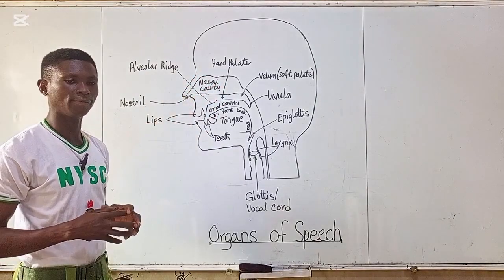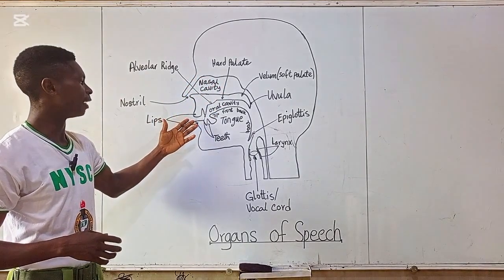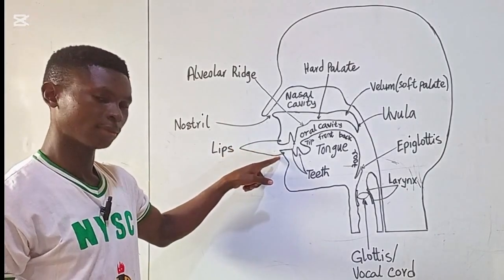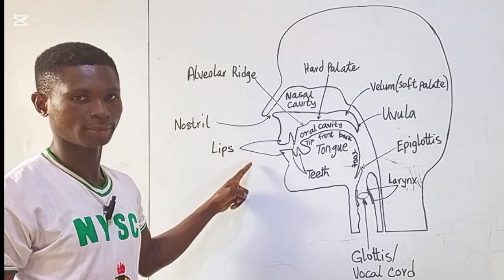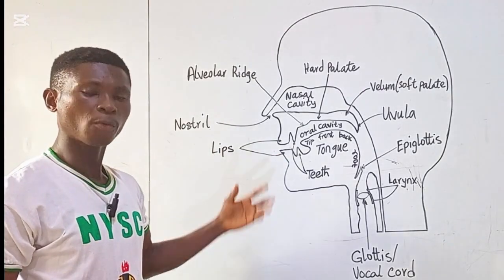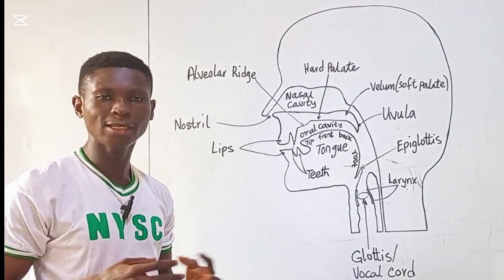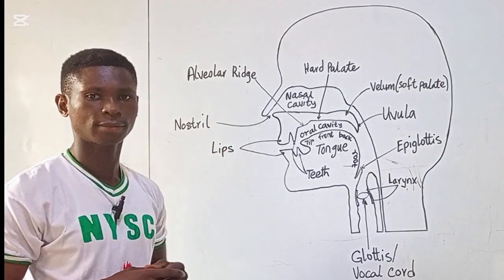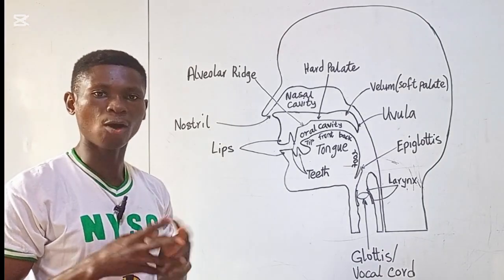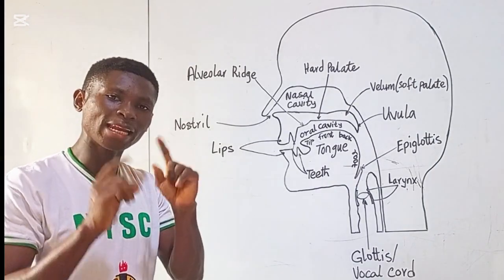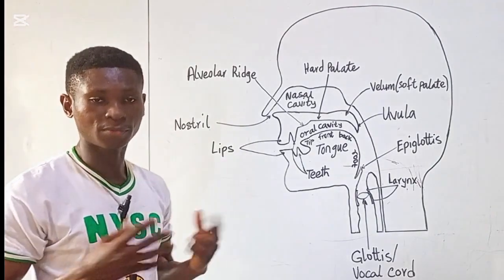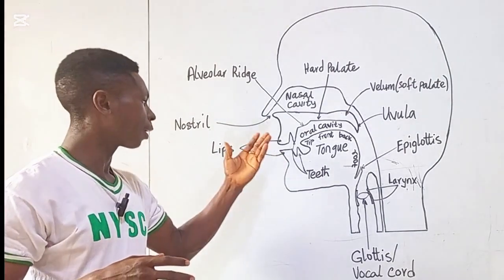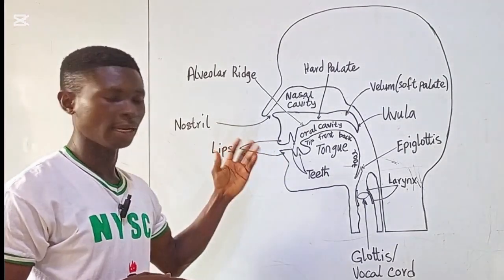Now, what are these different parts? Let's begin from the lips. We have the upper lip and the lower lip. That's why this is labeled lips. So there are certain sounds in the English language articulated with the help of the lips, and such sounds are often described as bilabial sounds. Any sound produced with the help of the two lips, that's the upper and lower lip, is known as a bilabial sound.